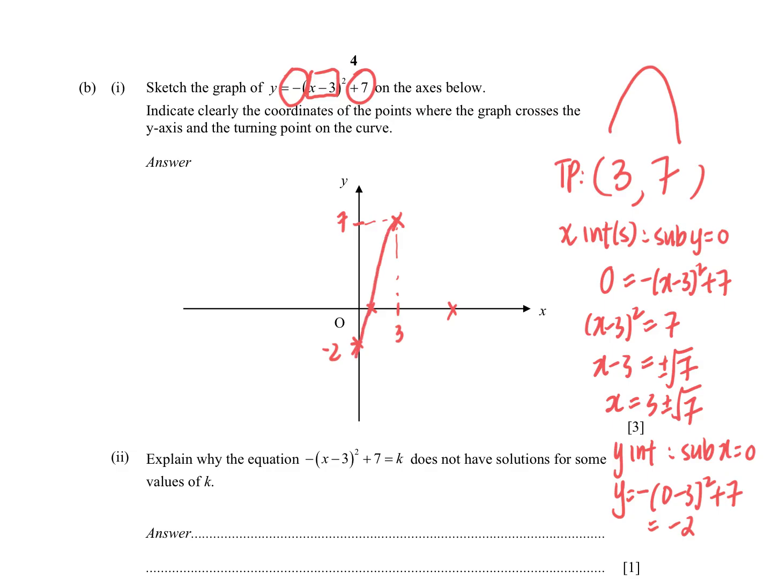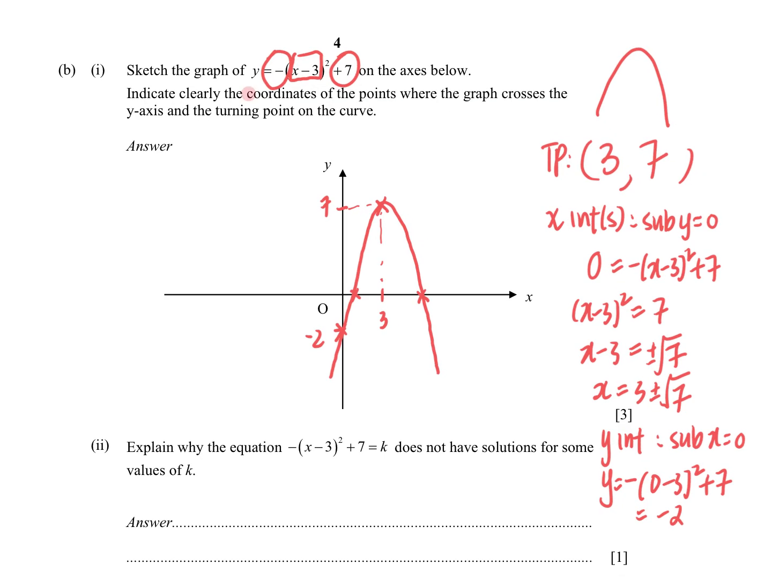Okay, remember it's a sketch. So when you draw, make sure it is proportional and it passes through the right place. But if it doesn't, you can always erase and shift them. Just make sure it's proportional will do. Okay, but if you read the question carefully, they say indicate clearly the coordinates of the point where it crosses the y-axis and the turning point. So I need to see 3, 7 here and 0, minus 2. If I don't see these 2, I minus 1.